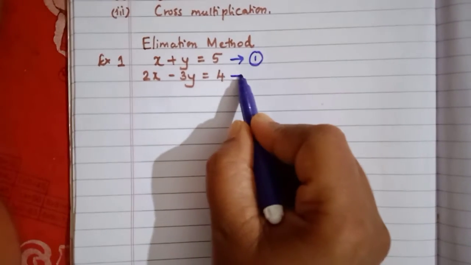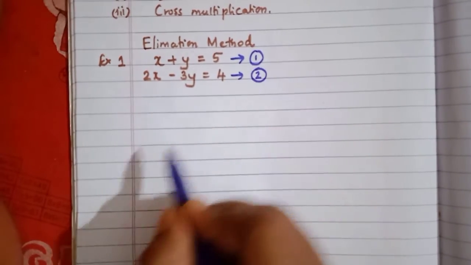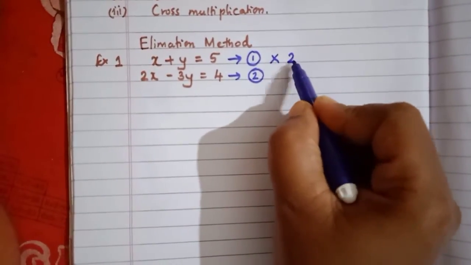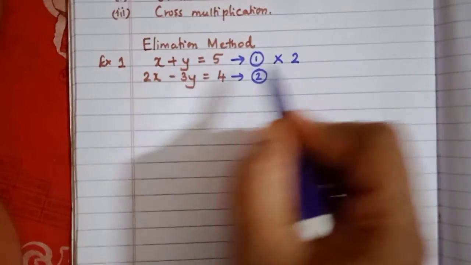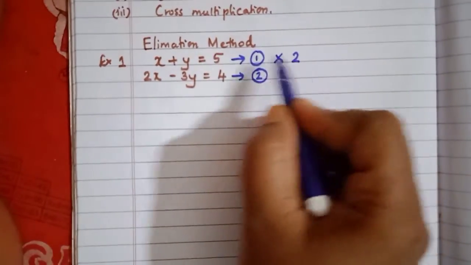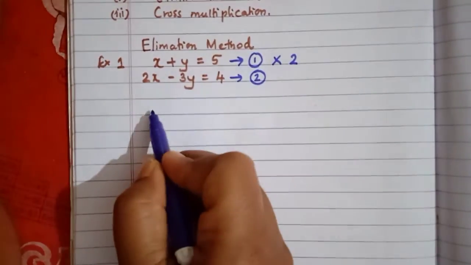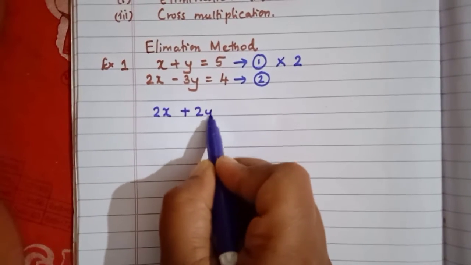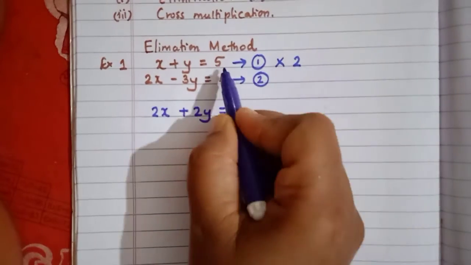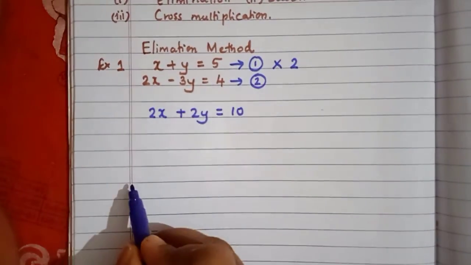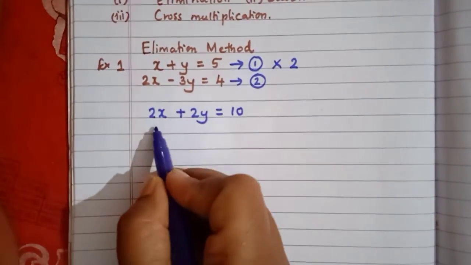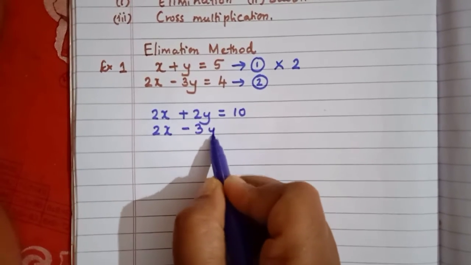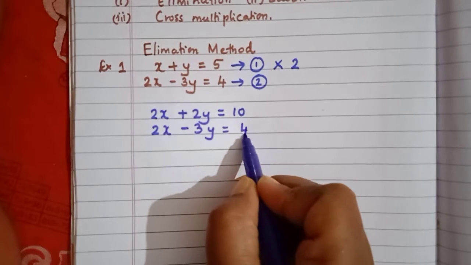This is equation 1 and this is equation 2. So what we need to do here is multiply the first equation with 2. Now after you multiply, you have to multiply 2 for the entire equation. So it will be 2x plus 2y is equal to 2 into 5, 10. Now write the second equation as it is. It is 2x minus 3y equals 4.